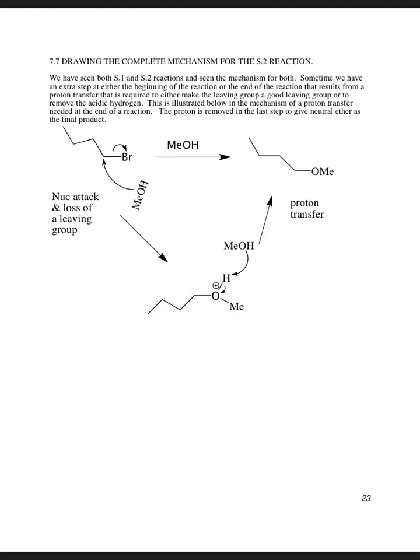The next page, we have drawing the complete mechanism for an SN2. In this one, we don't have a strong nucleophile, we have a weak nucleophile. So the methanol would come in, displace the bromide to form the protonated ether. So the nucleophilic attack and the loss of the leaving group happens because we have to show 2 arrows. And then methanol will come in to grab the extra hydrogen to form the methyl ether along with the protonated methanol as a side product.